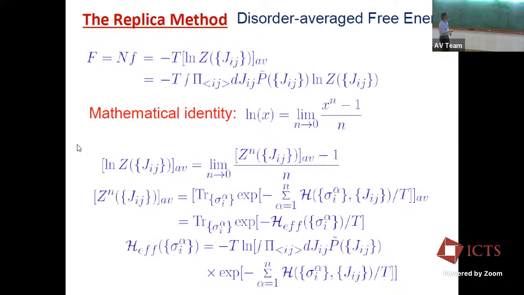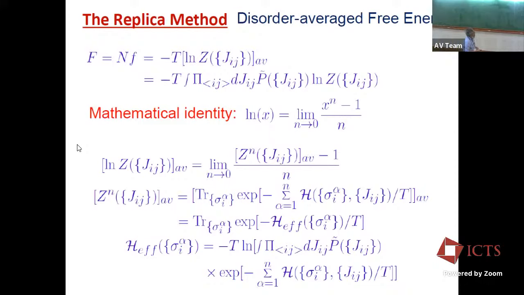For a given sample, this Hamiltonian has these Jijs, and these Jijs are fixed for a particular sample. So for this fixed set of Jijs, you're supposed to calculate this trace over Sis, or integrate over Sis, depending on what kind of classical or quantum system you're looking at. And then the partition function that you get will itself depend on the specific Jijs that you have. So this is what I have written down here.